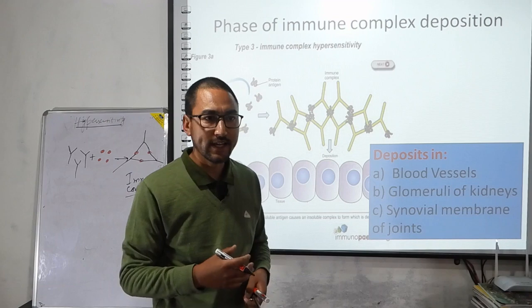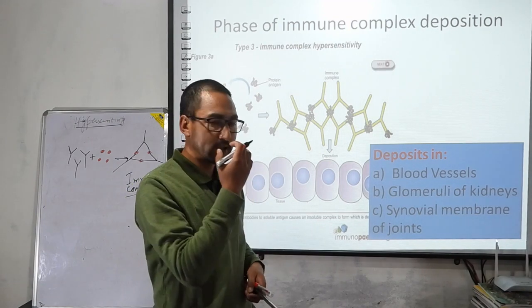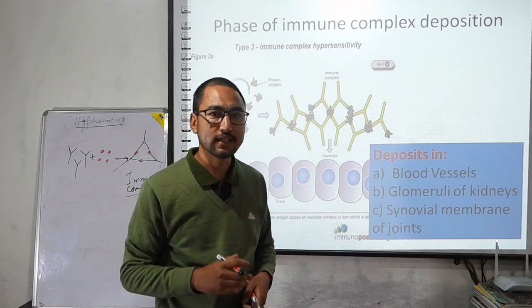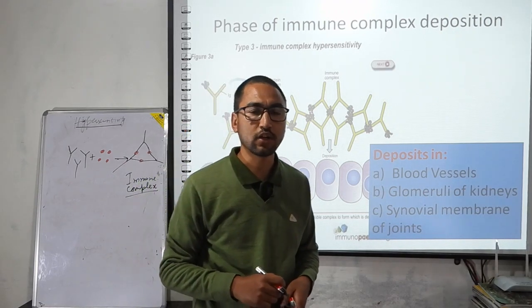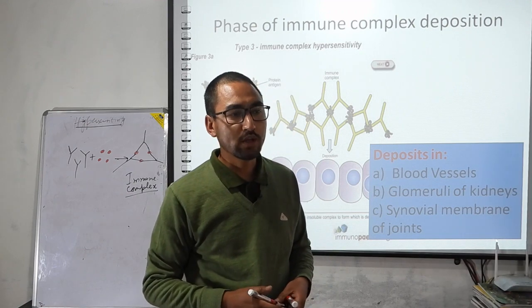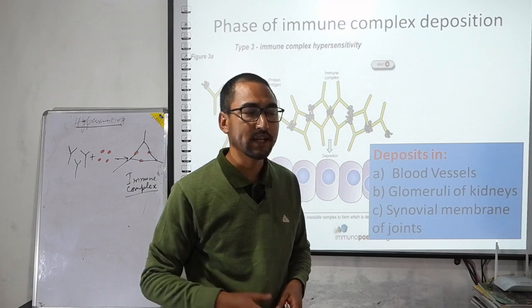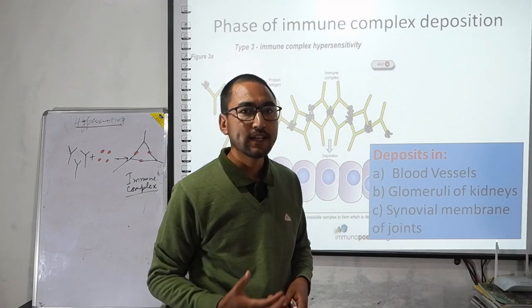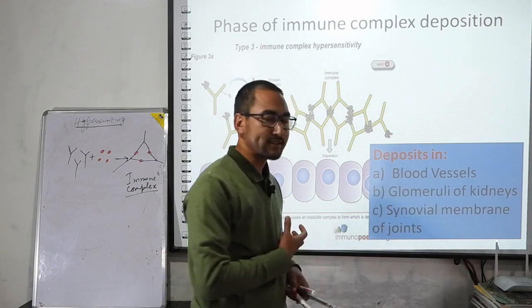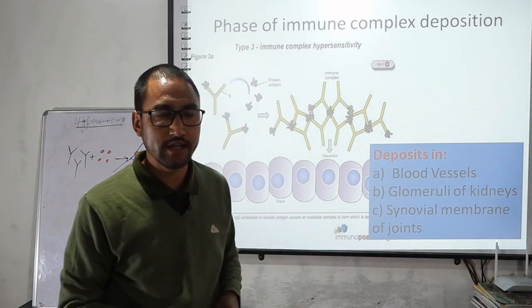These areas are very small blood vessels, or the glomerulus of the kidneys where there is filtration of the urine, or the synovial membrane of the joints. Why the synovial membrane of the joints? Again, because of the filtration of blood, there is formation of synovial fluid, and again there is huge amount of pressure. That is why these immune complexes finally get deposited in these three areas.